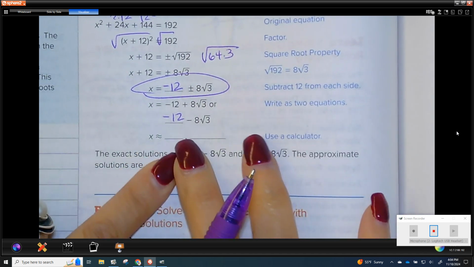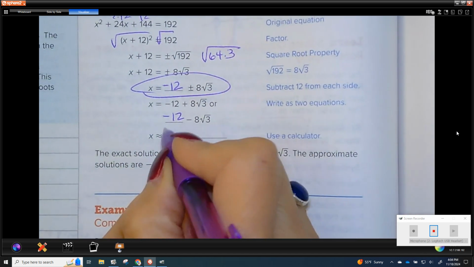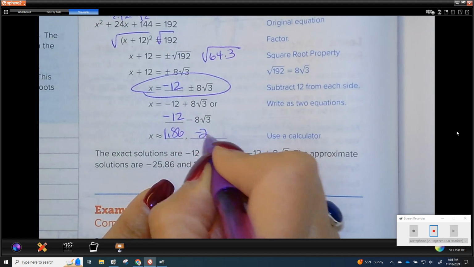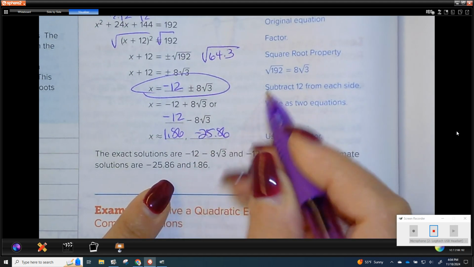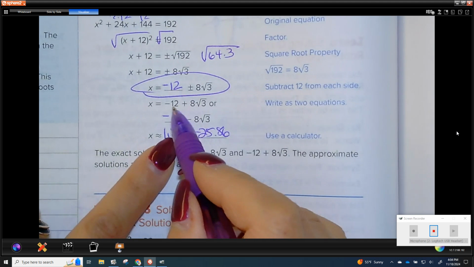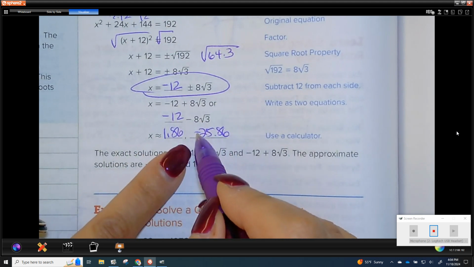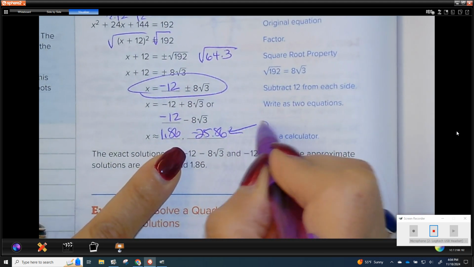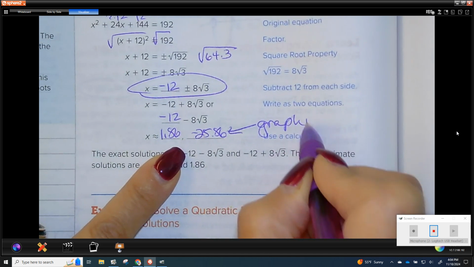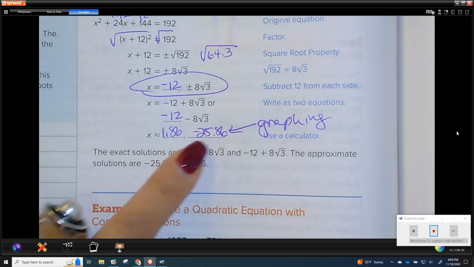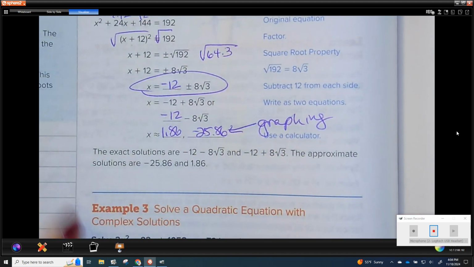Now, when would you need the decimals, which they gave us here, 1.86 and negative 25.86? You would have to put that in the calculator for the plus and the minus and get these two decimals if you are graphing and need the exact zeros, okay? Because these are the two zeros where this parabola opens.